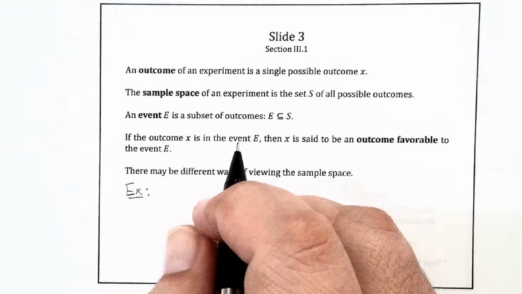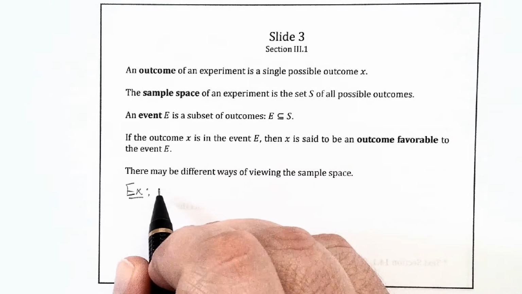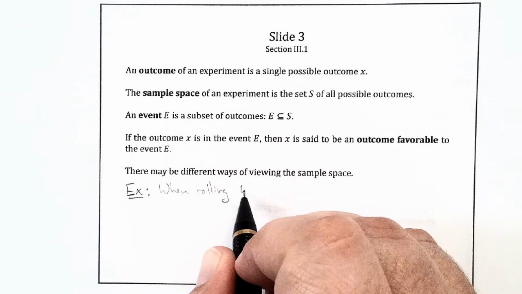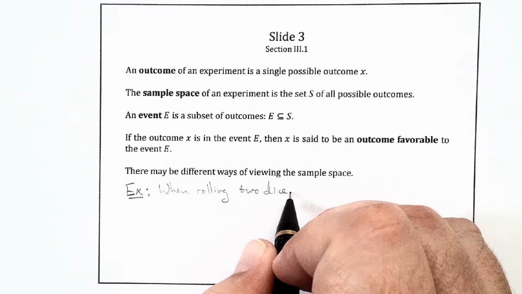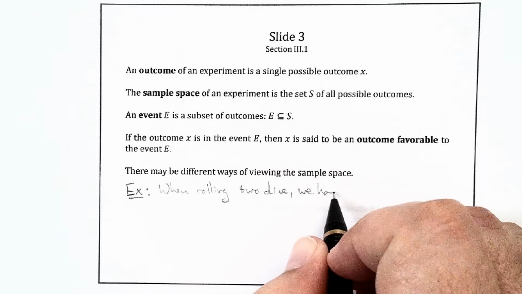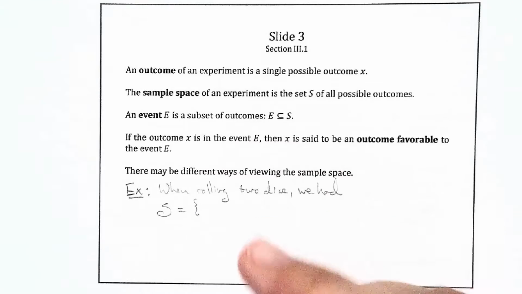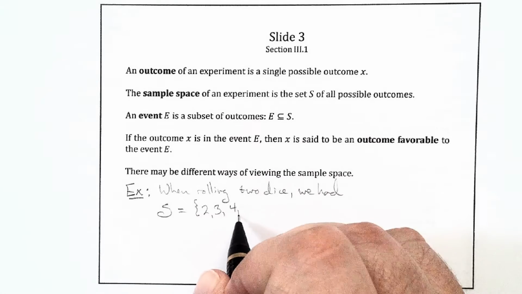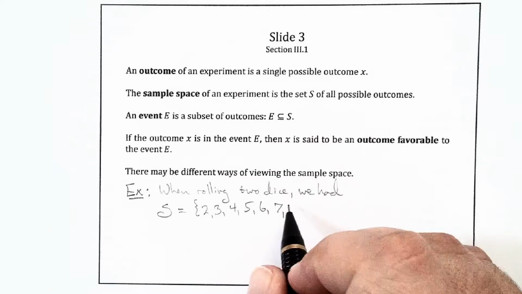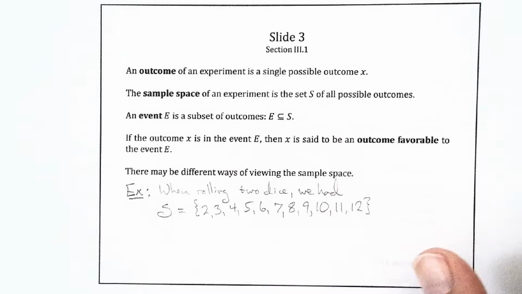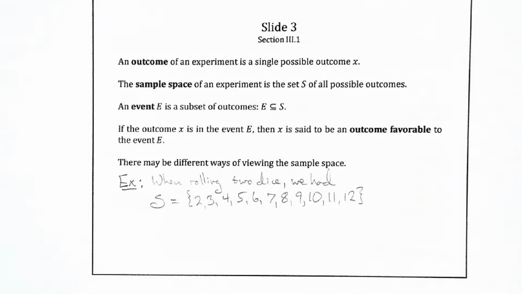When we were rolling 2 dice, we had that the sample space, the set of all the outcomes, was 2, 3, 4, 5, 6, 7, 8, 9, 10, 11, and 12. Okay, and we found the probability of the outcome 7.